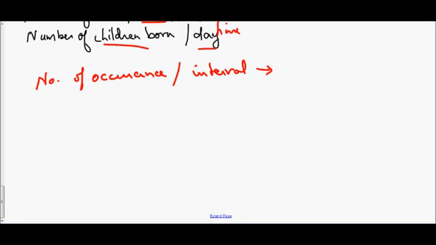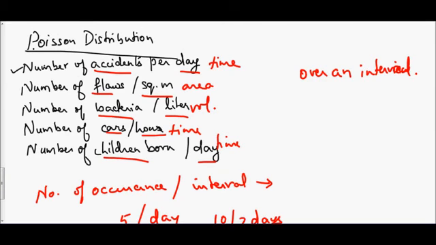And again, the events are independent. If you have the number of children born on one day, it doesn't depend on how many children were born the previous day. The number of events occurring over an interval occurs uniformly. That is, if five children are born on a day, then there would be 10 children born on 2 days. So if you have an average of 5 per day, then the average for 2 days would be 10. You don't change the number there. So these are certain properties you would like to look into if you want to decide whether the question is Poisson or not.